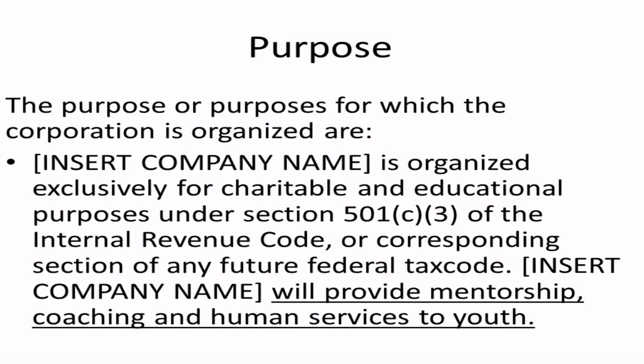For our purpose, you want to copy and paste into your purpose section on your Articles of Incorporation something like this. The purpose or purposes for which the corporation is organized are, and then insert your company name. And so your company name is organized exclusively for charitable and educational purposes under Section 501c3 of the Internal Revenue Code or a corresponding section of any future federal tax code. Then insert your company name again, and then provide the service that you are going to be providing to your community. In this case, we're saying we will provide mentorship, coaching, and human services to youth.